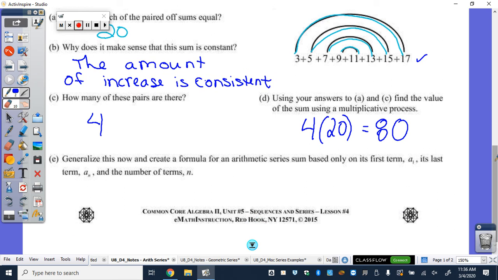And that's how they came up with the formula. They noticed that pattern. We started off with 8 terms, but when we combined them together, it ended up giving us 4 pairs. That's where we got the n over 2 from: how many terms, pair them off, that's how many pairs we have. Then it was the first term plus the last term, 3 plus 17 gives us 20. All those pairs added up to 20. So all you really have to use are the first one and the last one. That's how they figured out the arithmetic series formula: the number of pairs times the sum of one of the pairs.